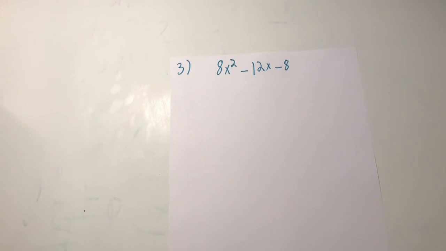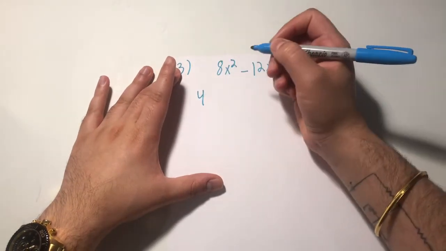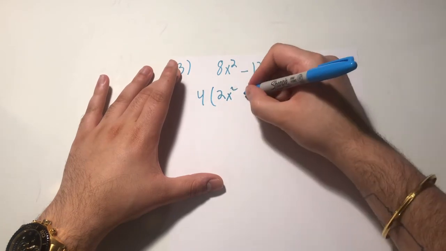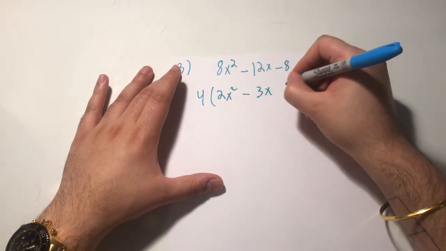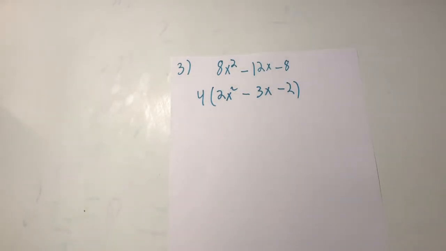First thing, GCF. It looks like the thing we can take out of everything is a 4, right? 4 goes into 8, goes into negative 12, and it goes into negative 8. So I write a 4 on the outside, and what's left on the inside is 2x squared minus 3x minus 2.